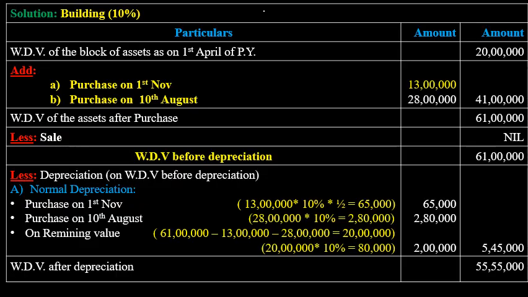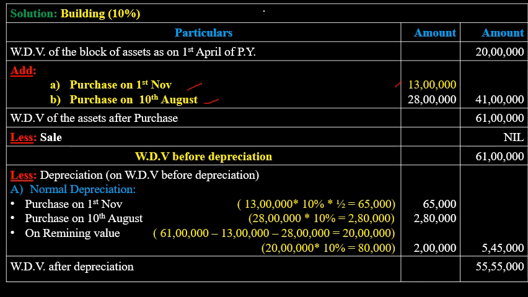First we will assess the building, which carries a 10% rate of depreciation. The block of assets is a building which carries 10% rate of depreciation. Written down value as on 1st April of the previous year is 20 lakh, which is given in the problem. Then there are two purchases. One is a purchase on 1st November and another is a purchase on 10th August. Purchase on 1st November 13 lakh, whereas on 10th August 28 lakh, total 41 lakh.